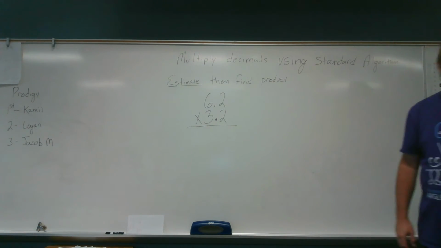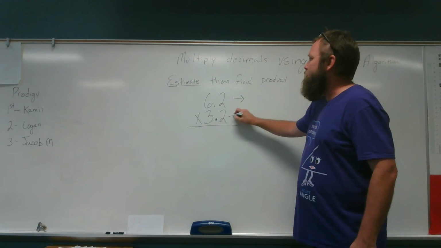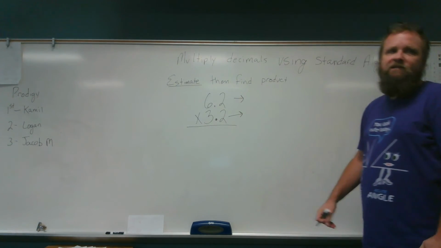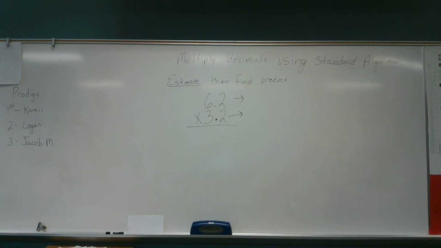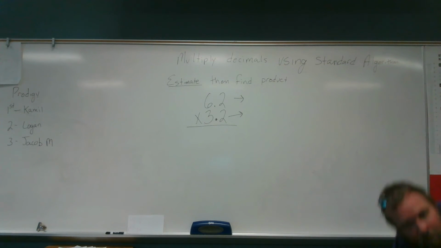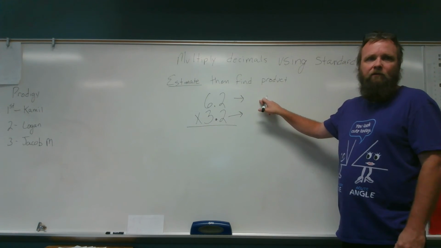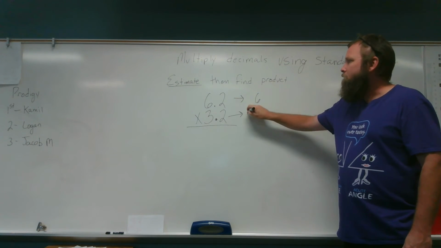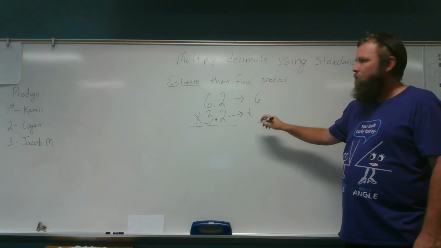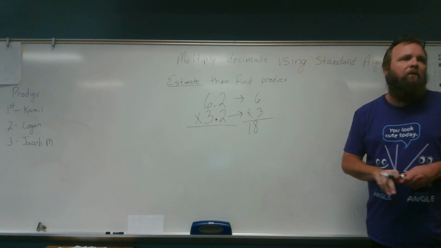Natalie! I would like you to help me first estimate this problem. Just give me an estimation. So what's your problem going to be after you estimate? 6.2. What are you estimating that to? 6 times 3.2 is 3. So your answer should be somewhere in the neighborhood of 18.